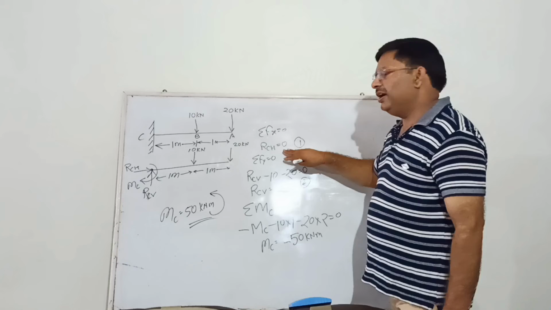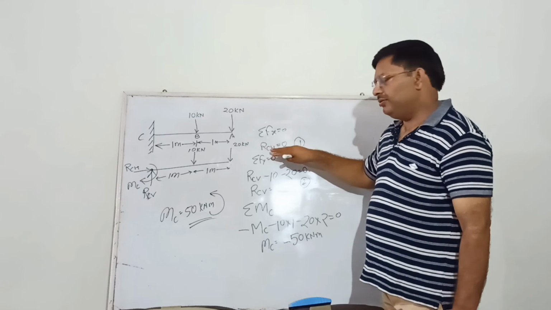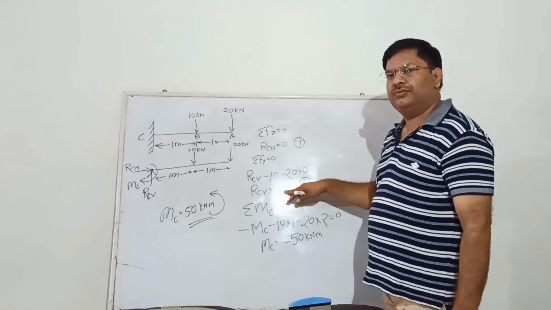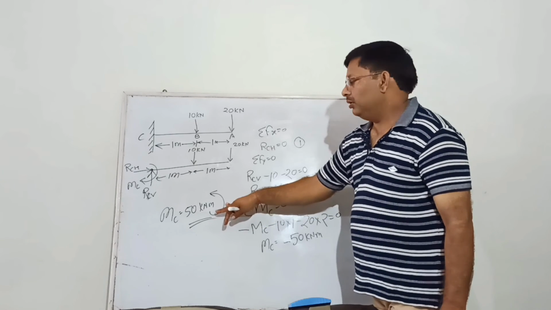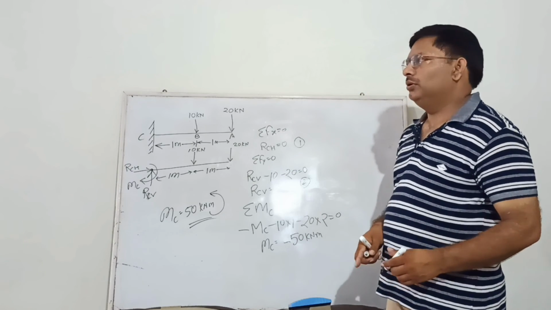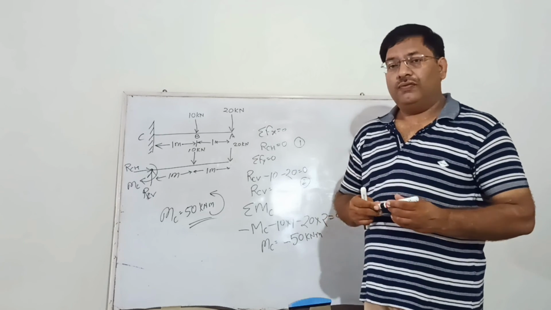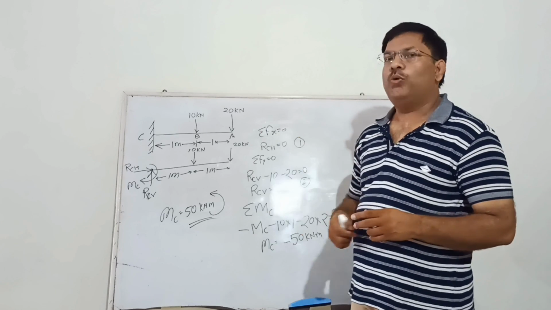Okay, so we have found out all the values of reactions. Horizontal reaction at point C is 0, vertical reaction at point C is 30 kilonewton and the moment is 50 kilonewton meter anti-clockwise. So this is all about the value of reactions in case of cantilever beams with point loads.